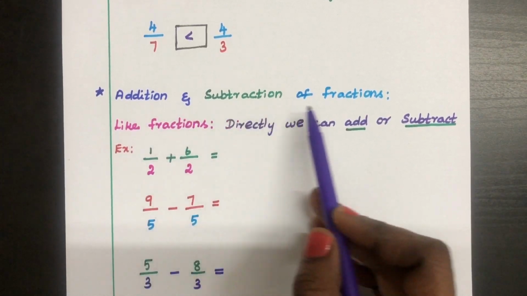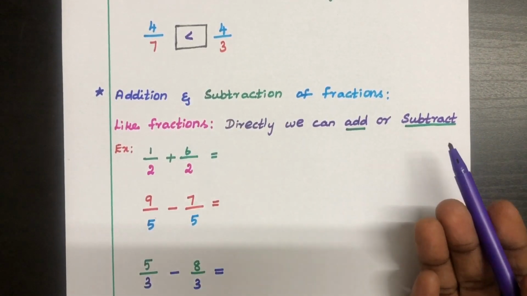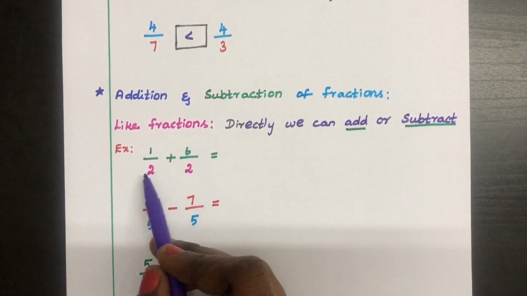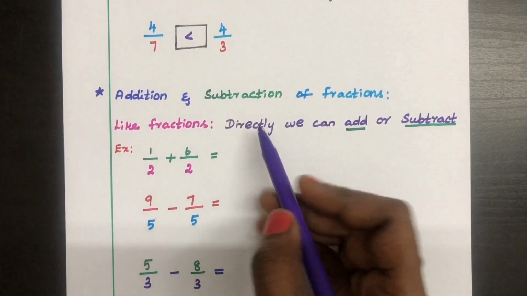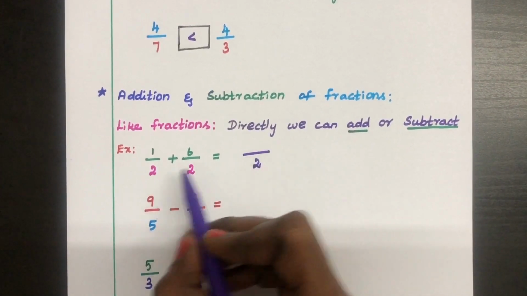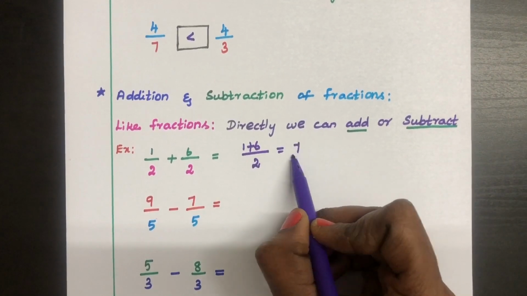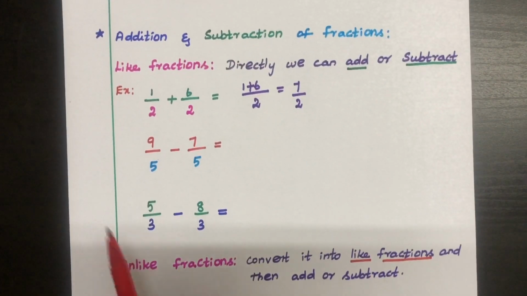Now addition and subtraction of fractions. Like fractions, directly we can add or subtract. See here, 1 by 2 plus 6 by 2. Both are like fractions, so the denominators are the same. So we can keep the common denominator and add the numerators directly. Answer is 7 by 2. This is very direct.